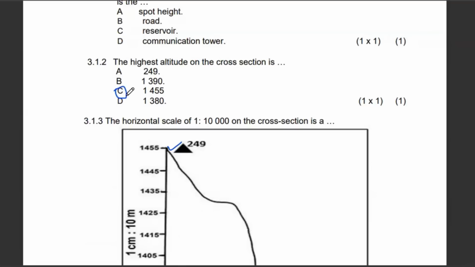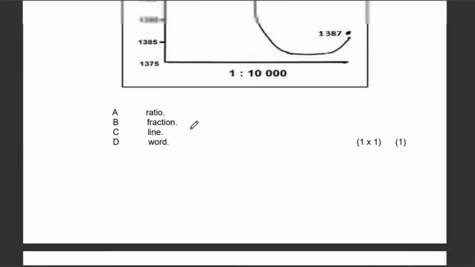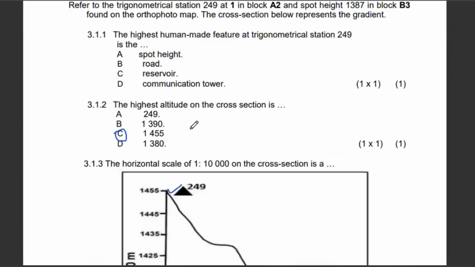Right, moving on with the questions. The next question is based on the horizontal scale of 1:10,000. We are looking at the horizontal scale of 1:10,000, which has been used on the drawing of the cross section. The horizontal scale of 1:10,000 on the cross section is A.